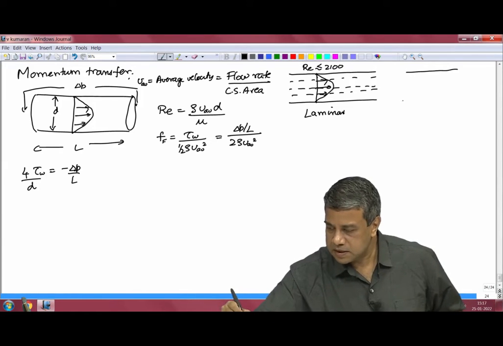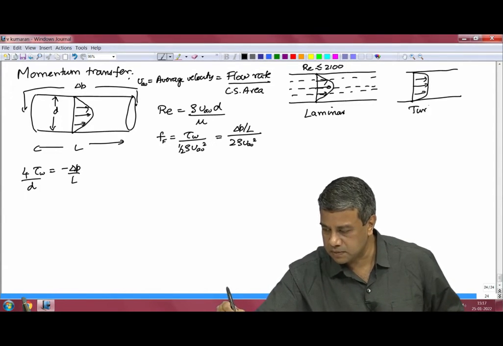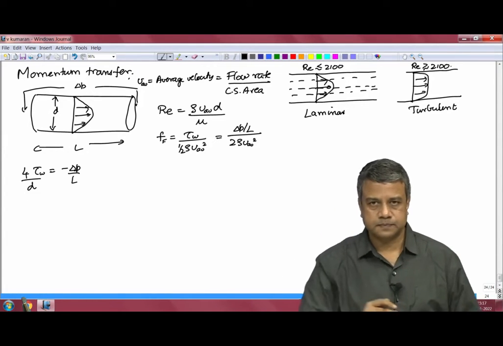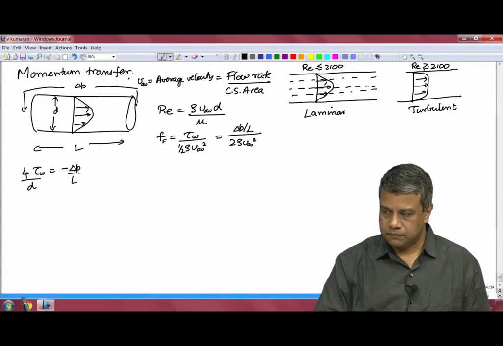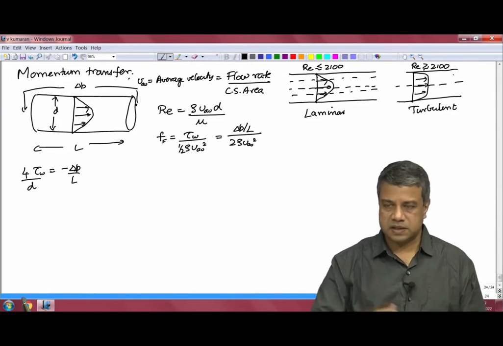When the Reynolds number exceeds about 2100, there is a transition to a different kind of velocity profile called a turbulent profile. The flow becomes what is called turbulent when the Reynolds number exceeds approximately 2100.